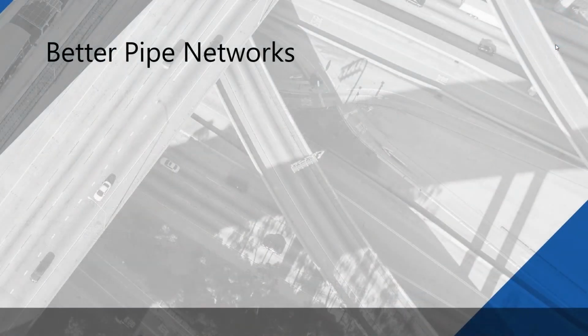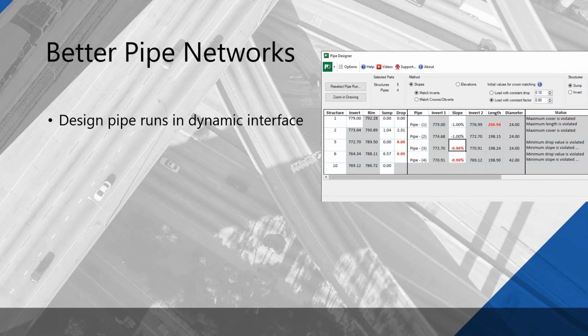So one of the things we want to talk about is how to make our pipe networks better, and we've got a number of tools that help with this. One of them, the most popular one, allows us to design pipe runs in a dynamic interface. It's an Excel type interface where I can hold constant slopes or edit one by one, adjusting invert drops, sumps, you name it. I'll get into that one in detail and show you that.